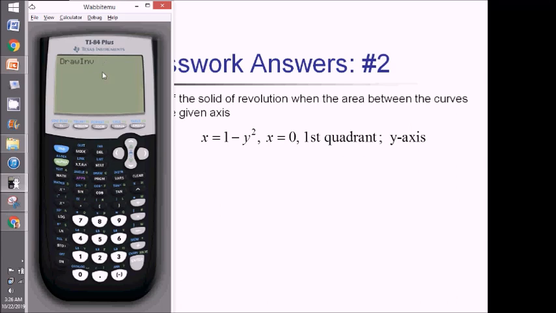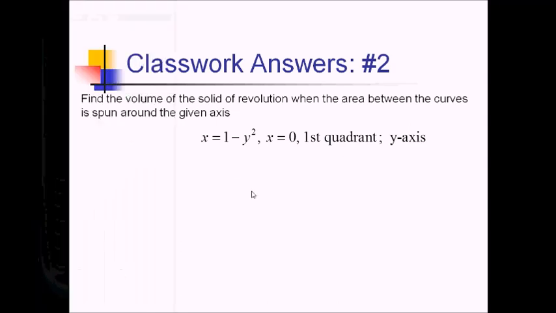And now I'm going to put alpha trace y1 in here. So when you do draw inverse on 1 minus x squared, your calculator actually is going to try to graph 1 minus y squared, because that's just the way this works. It uses y instead of x. So there's 1 minus y squared, and it's this sideways parabola, which is awesome.